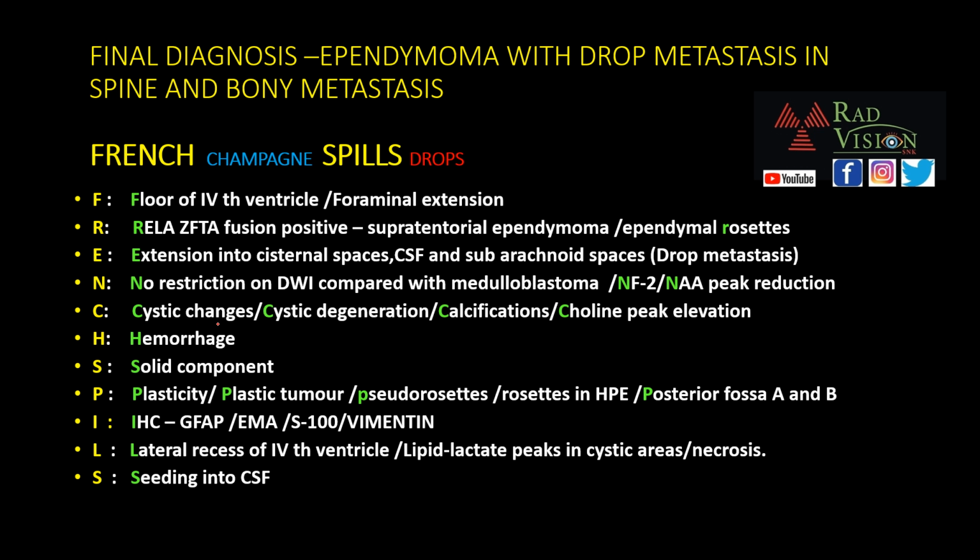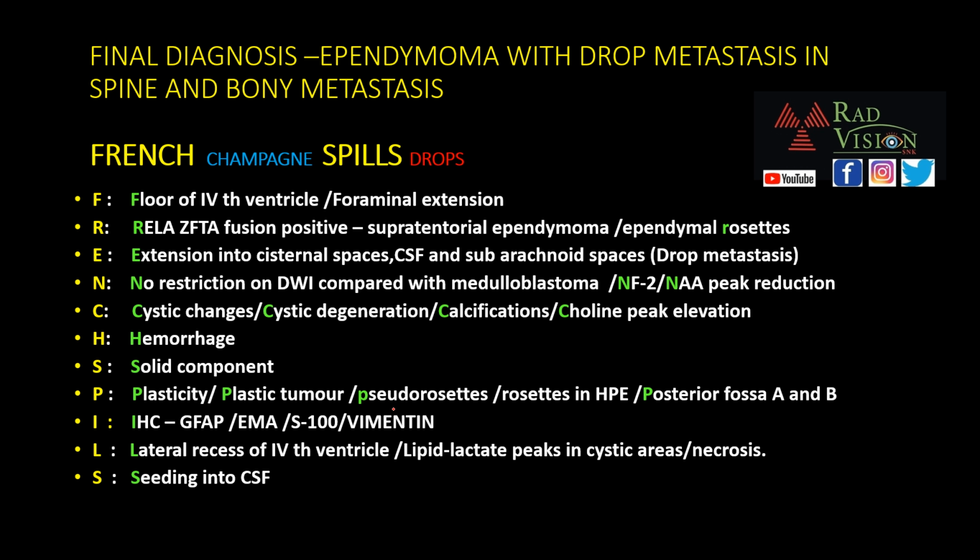So what is C? You can see cystic changes, cystic degeneration, calcification, and in MRS, you can see a choline peak. So remember C for these changes. What is H? We can remember as hemorrhage. S is solid component. P is plasticity, that is plastic tumor. This tumor is a plastic tumor which tries to squeeze out of the fourth ventricle into the foramen of Magendie or Luschka, into the foramen magnum and even into the upper cervical spinal cord, as we have seen in this case. So remember plastic nature of the tumor for P.